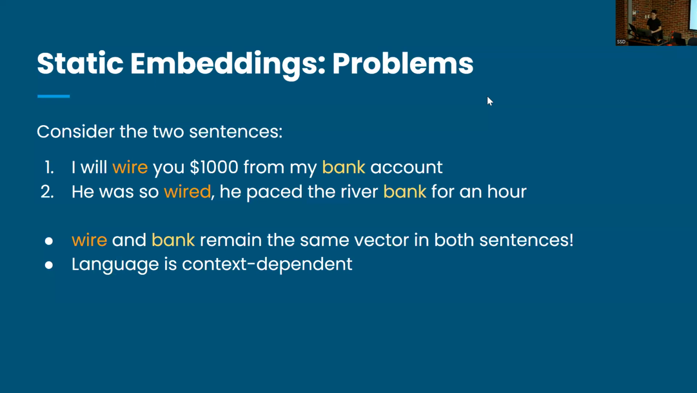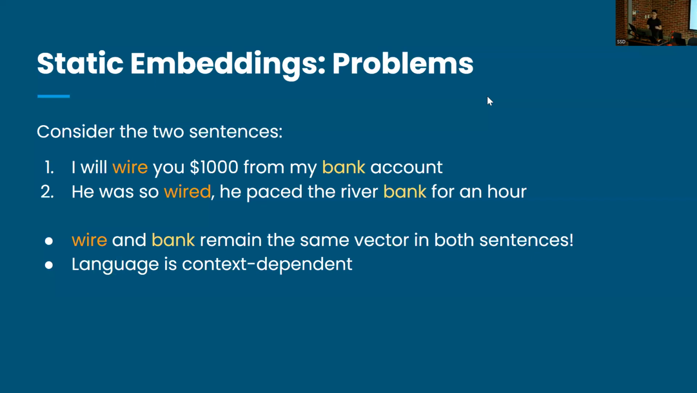Now, in these two sentences, we see the words wire and bank in both, but they mean different things in the respective sentence. The problem with static embeddings is that they essentially just assign one embedding vector per word, and words have many meanings. So that vector is not going to generalize very well across sentences. In the first sentence, wire is a financial wiring, and bank is a financial bank. In the second, wire is more of a mental state, and bank is a riverbank. Even though these are the same words, they have different meanings.